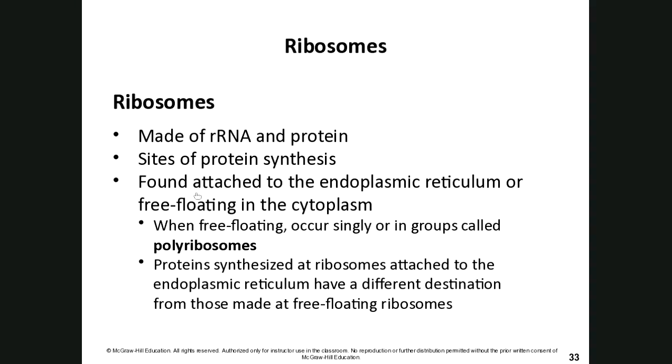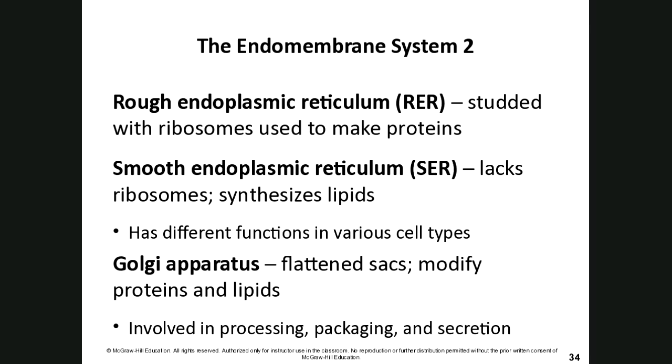We can find ribosomes either free floating in the cytoplasm, or we can find ribosomes attached to the endoplasmic reticulum. When they're attached to this particular type of endoplasmic reticulum, we call it the rough ER. And that is the area by which proteins are made. So whenever you see ribosomes, I want you to think of protein synthesis. Rough endoplasmic reticulum studded with ribosomes makes proteins.